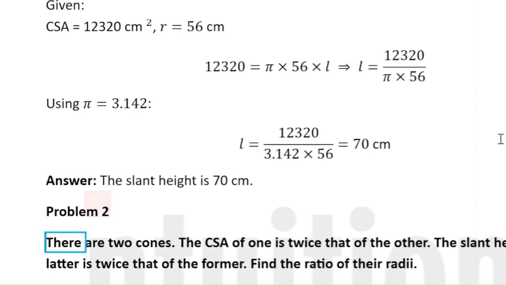Problem 2. There are two cones. The CSA of one is twice that of the other. The slant height of the latter is twice that of the former. Find the ratio of their radii.